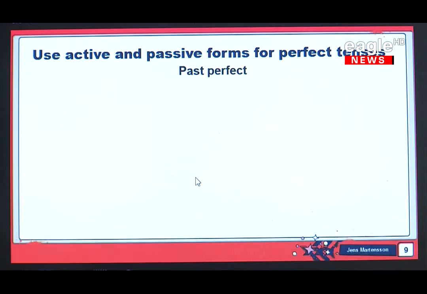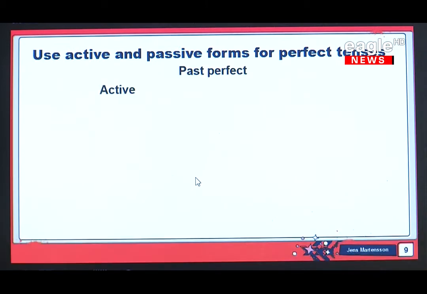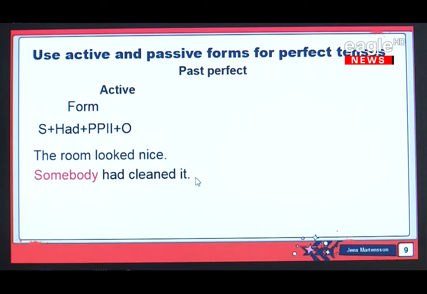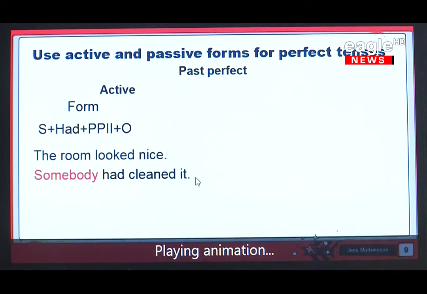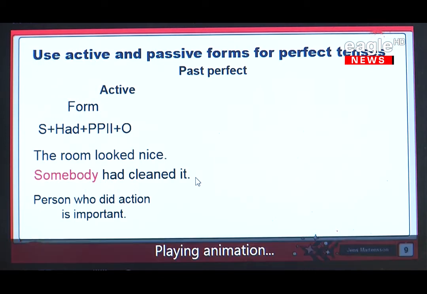Next verb tense, past perfect. In active voice, its form is subject plus had plus past participle plus object. The room looked nice. Somebody had cleaned it. It means the person who did the action is important.